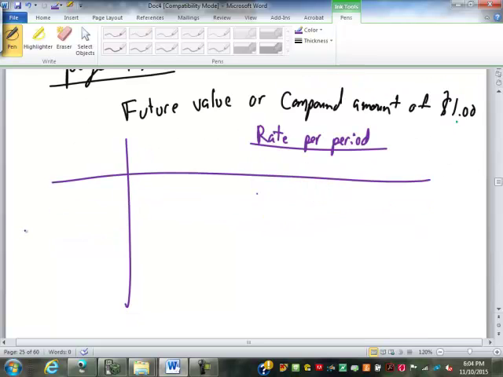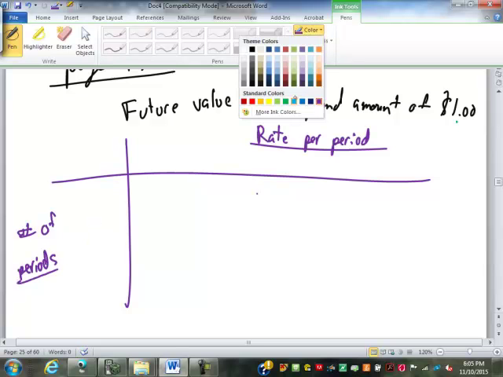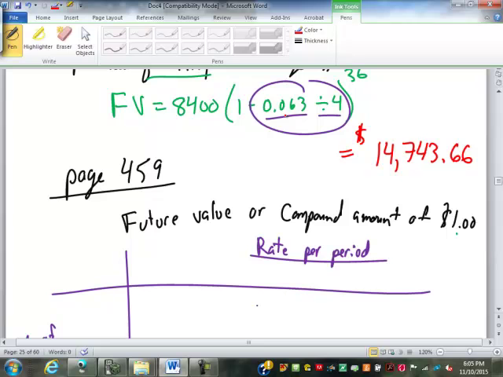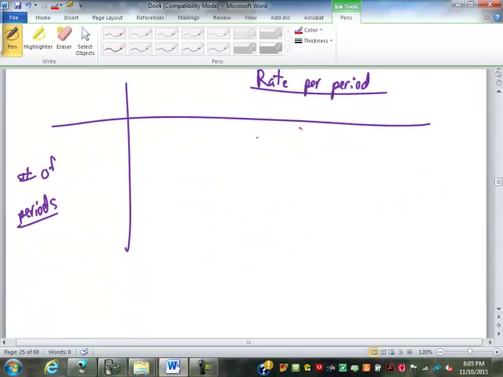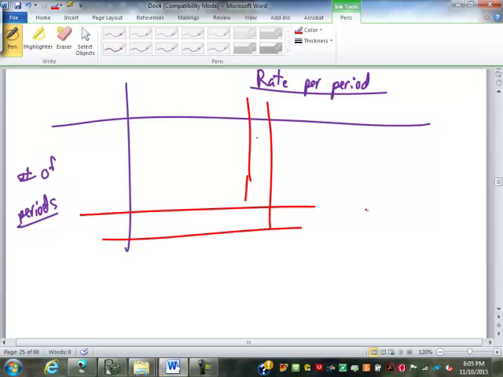Then over here, this is the number of periods. That is basically this number right here. The number of years times the periods in a year. Then you follow those until you find a number in the table that's our factor. So let's look at the example.